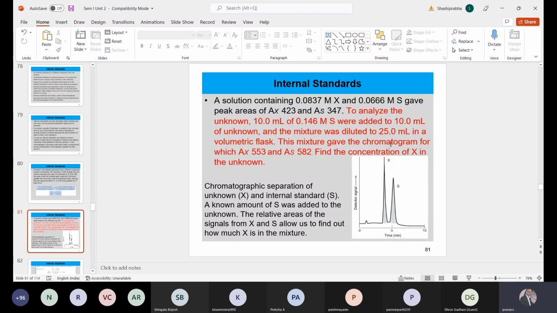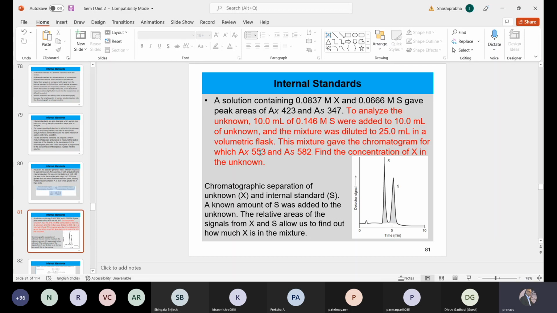Naturally देखो अब इसमें dilute कर दिया वापस, यानी 2.5 times dilution किया है, तो concentration भी it will change accordingly. This mixture gave the chromatogram for which AX, area under X, is 553 and the area for standard is 582. ये हमें दोनों का मिल गया. अब हमसे ये पूछा जा रहा है, find the concentration of X in the unknown.